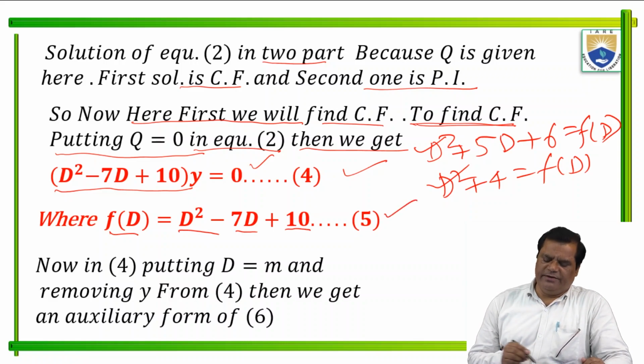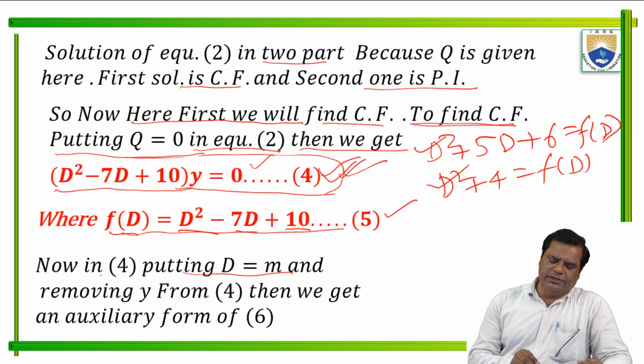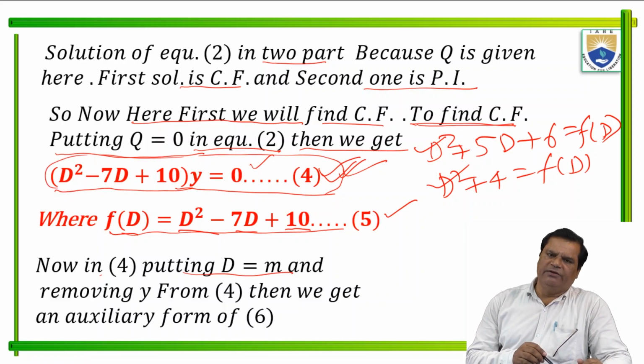This is equation number 5. Because when we find the particular integral, then we find the function of D only. So we write here this equation 5. What is f(D) in our question? Now in equation 4, putting D equal to m, we find an auxiliary form of 4. When we find the auxiliary form of 4, then we find roots of 4, and with the roots we find the CF of 4.